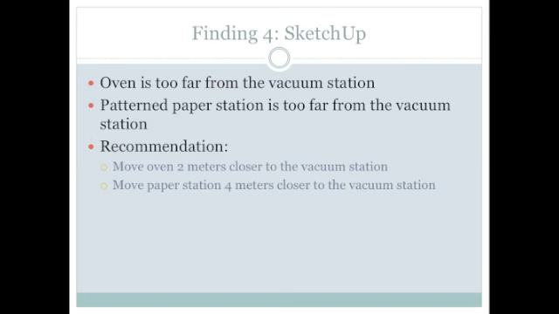SketchUp was used to help identify areas that need improvement in the current layout. First, the oven should be placed only 1 meter away from the vacuum station. This change would reduce the overall process time by about 2 seconds. Next, the pattern paper station should be only 1 meter from the vacuum station. Moving this station 4 meters closer would eliminate about 4 seconds from the process.